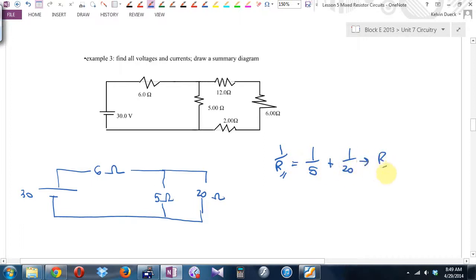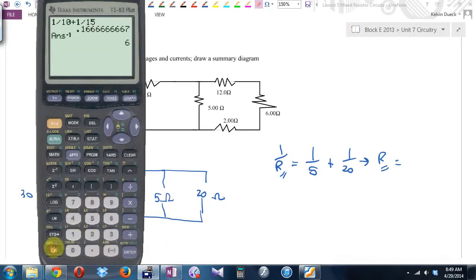By the way, before I even crunch the numbers, Doug, look up. What's the smallest resistor in this parallel component? 5. I'm telling you, the answer is going to be less than 5. It always is when you're doing parallels. Will this work out evenly? I don't know. 1 divided by 5 plus 1 divided by 20. Oh, this one will. They often won't. It's really awkward to make these work out nice.